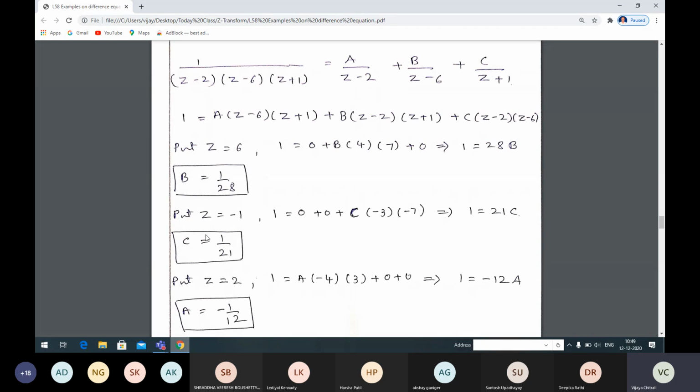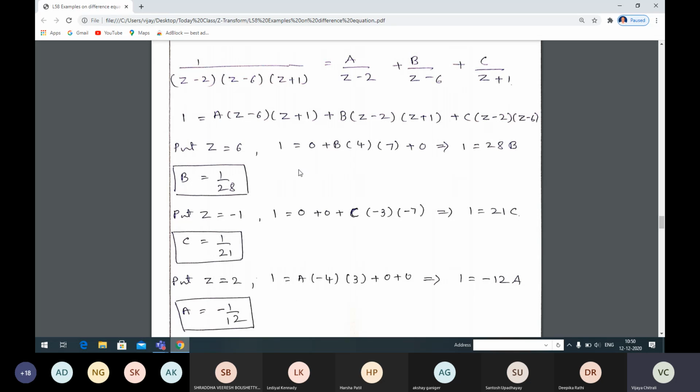Now substitute z is equal to minus 1. So substituting z is equal to minus 1, these two are 0. In place of z, minus 1 minus 2 is minus 3, and minus 1 minus 6 is minus 7. Minus 7 into minus 3 is 21. So 1 is equal to 21c. c is equal to 1 by 21.